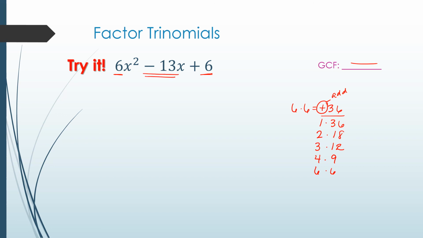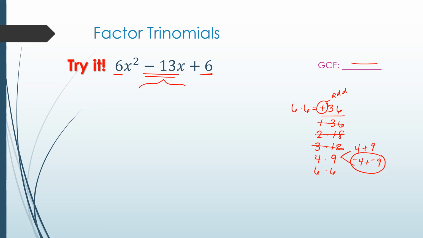So we have to find the numbers that add to give you your middle term. 1 and 36 will not give you -13. 2 and 18, nope. 3 and 12, no. 4 and 9, that's a good one. So it's either going to be 4 plus 9 or negative 4 plus negative 9. And since I need it to be a negative 13x, it's going to be the negative pair.